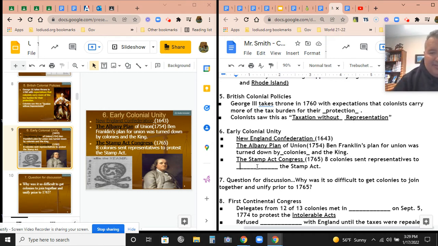You get the Stamp Act in 1765. 8 colonies sent representatives to protest the Stamp Act. They felt this was very unfair because a tax was passed without representation in Parliament in any form or fashion. Okay, so here you see the skull and crossbones with the Stamp Act, as well as a picture of Ben Franklin, as well as me taking a sip of water. All right.